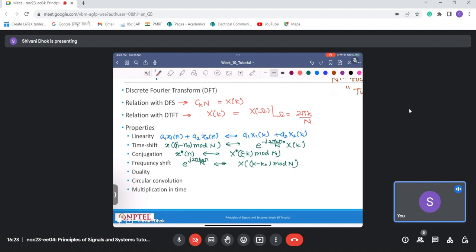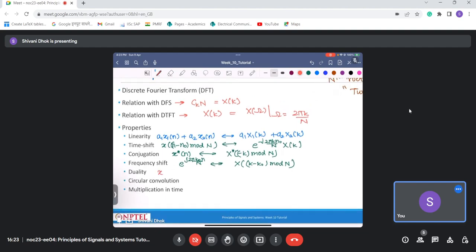Then I have the duality property. If x[n] has DFT as X[k], then X[n] will have the DFT as N times x of minus k. Again this minus k is modulo N. Every shift and flip will always be modulo N when we are dealing with DFT.